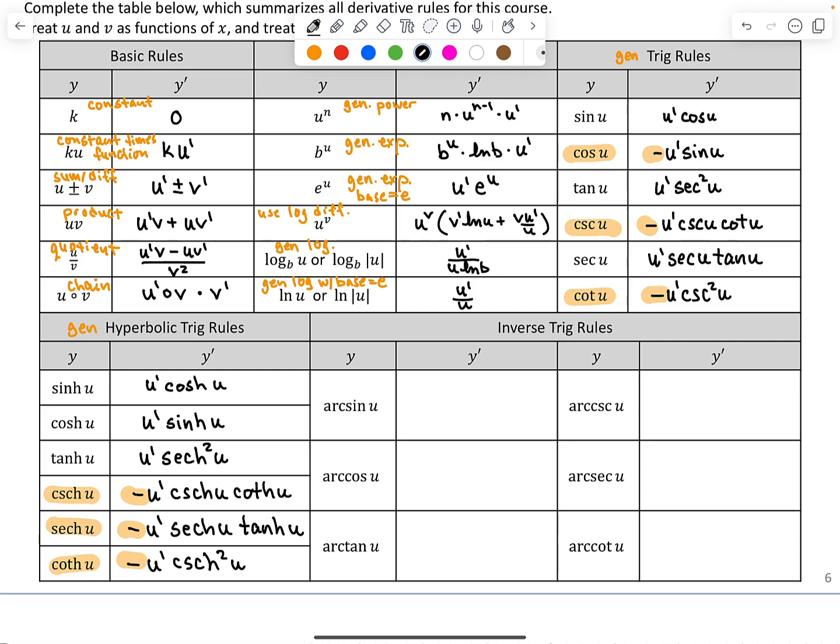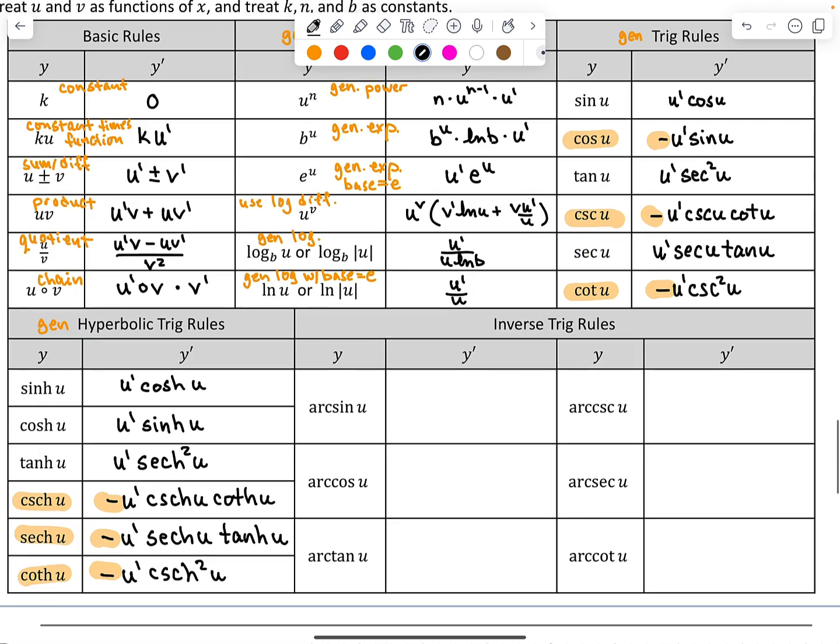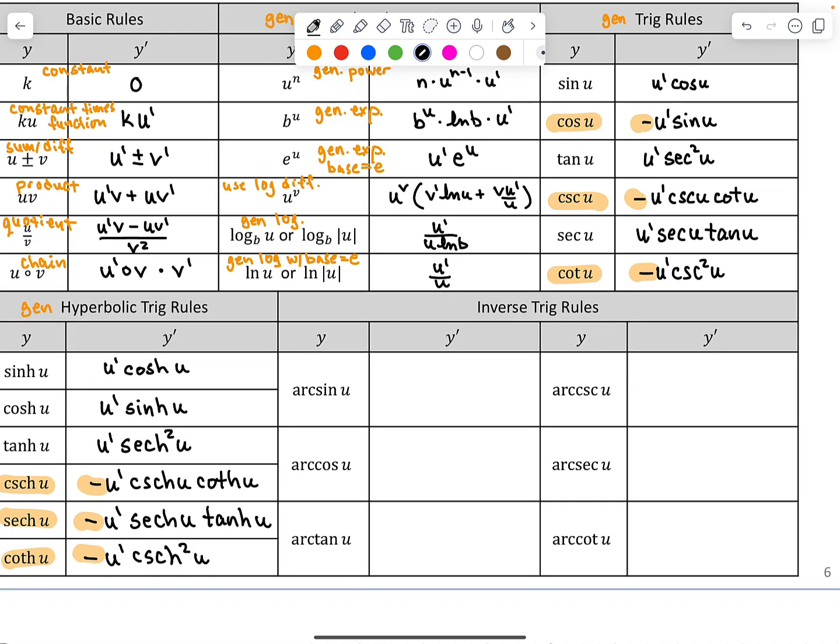And then from this lecture, we developed these remaining 6 rules. The derivative of arc sine of u will be u prime, chain rule, over the square root of 1 minus u squared. The derivative of arc cosine will be the same thing but negative. Derivative of arc tangent will be u prime over 1 plus u squared. Derivative of arc cotangent will be the same but negative.